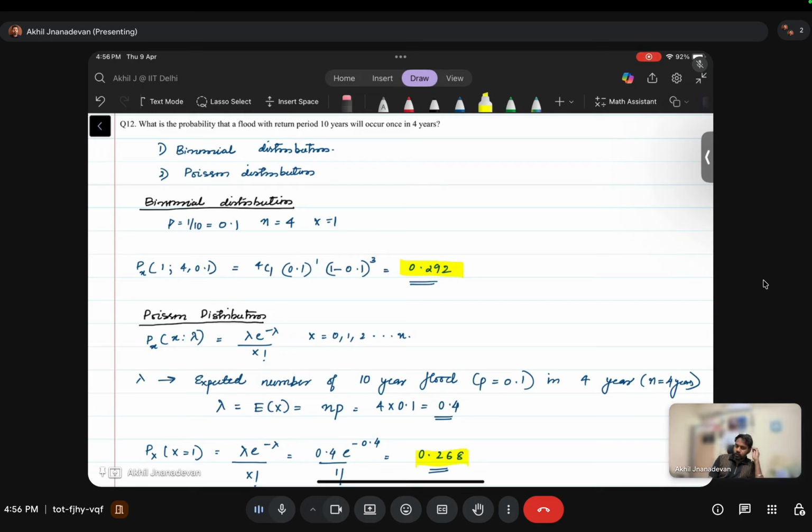So both are almost the same only, right? These are the two discrete distributions that you can be using whenever we are dealing with the case of x occurrences in n years with a success rate of p.